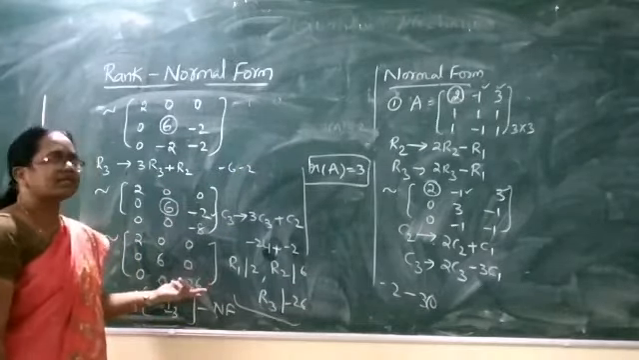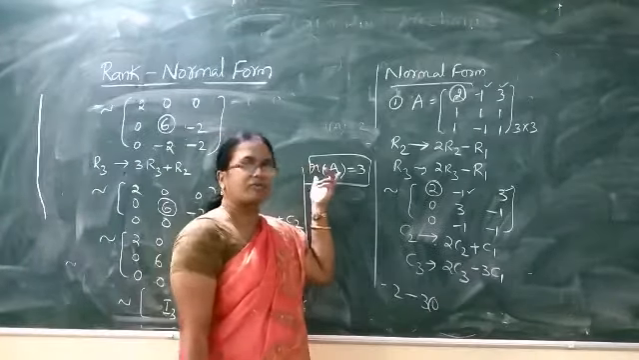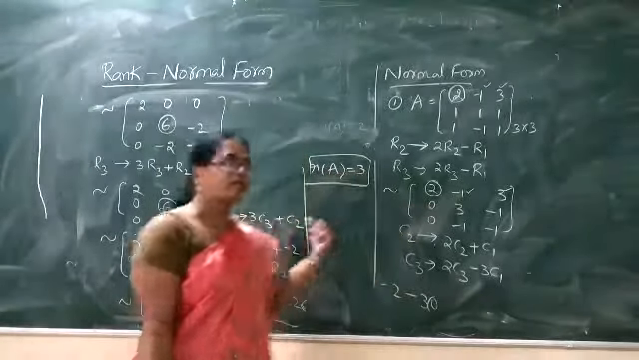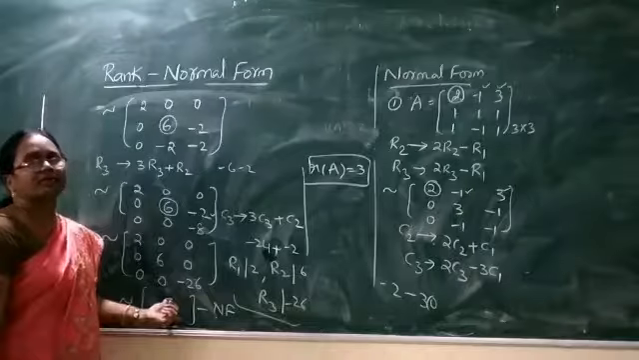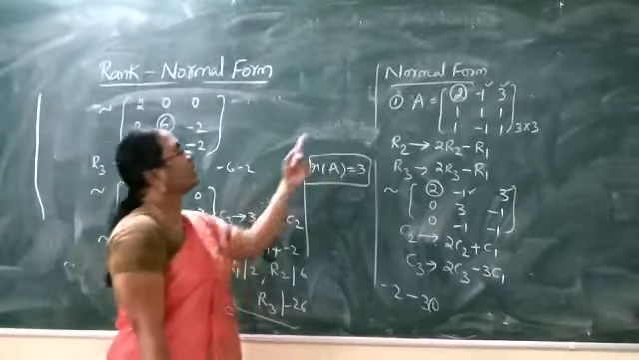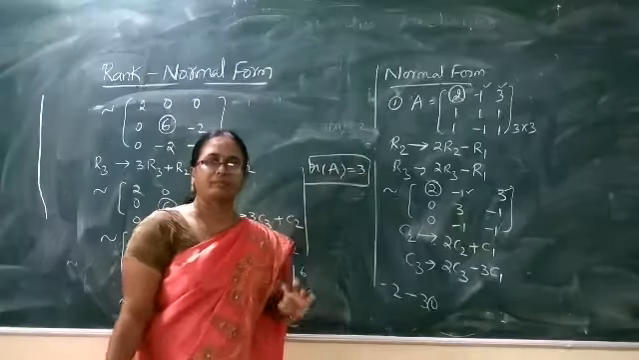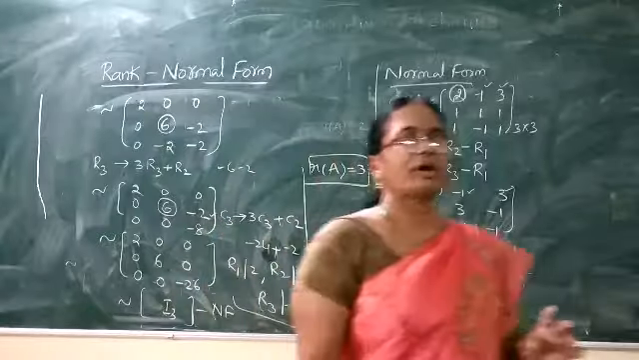Hence our conclusion is the rank of the matrix is the rank of the normal form, and the rank of the normal form is the order of its identity matrix. And hence in this problem, the rank of the given matrix is 3. I hope you all understood.